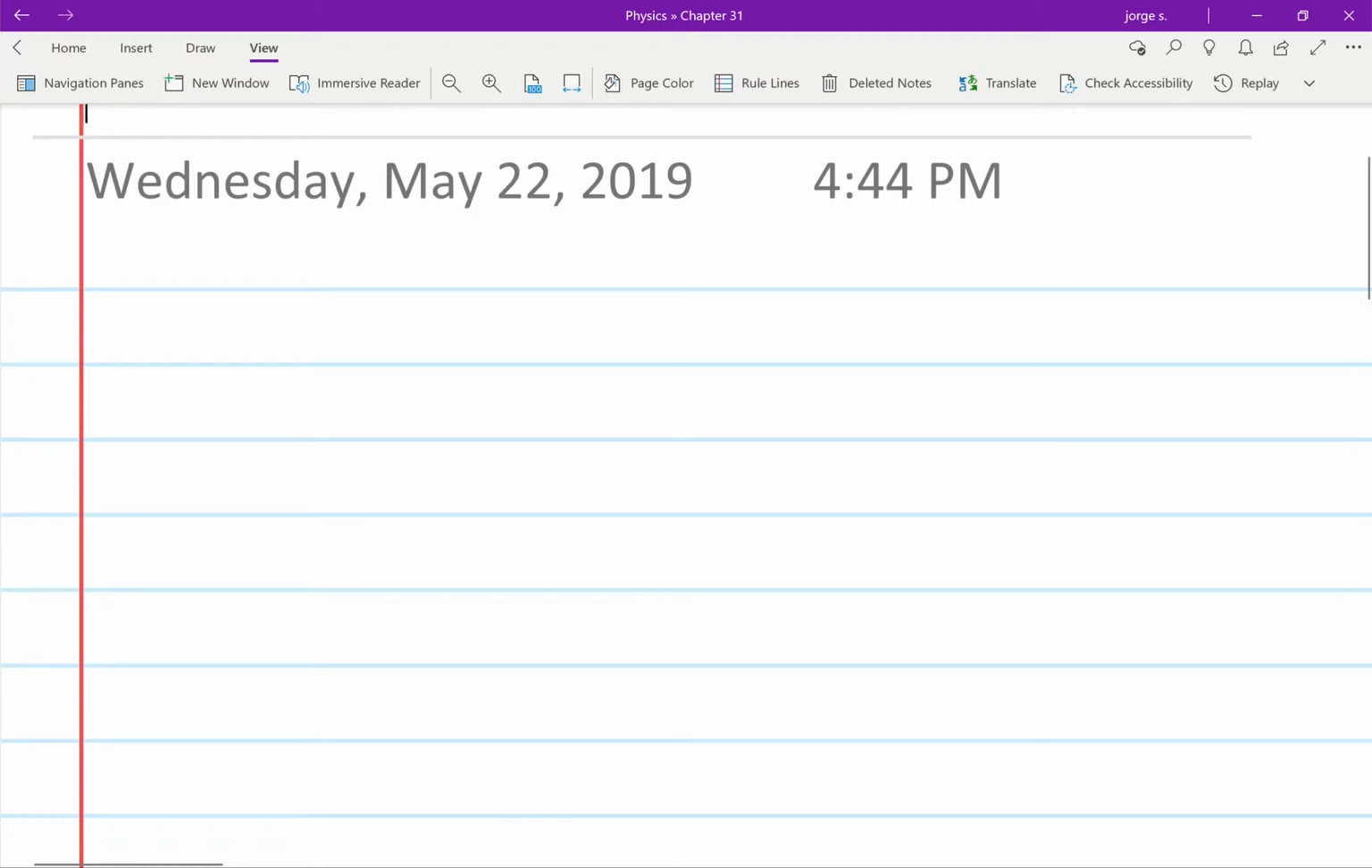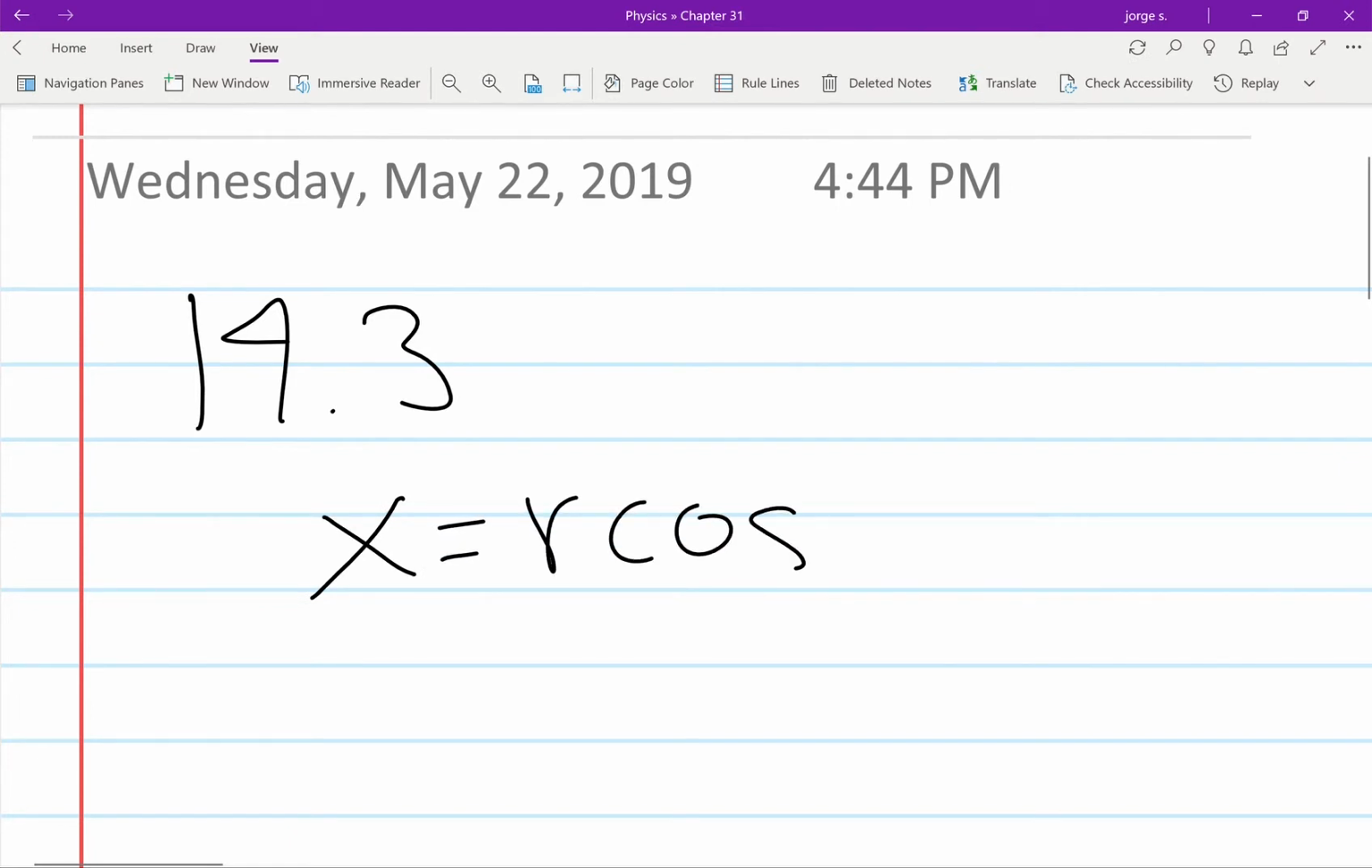Okay, today we'll be talking about chapter 14.3, which is the change of variables in polar coordinates. The reason why we do that is because some integrals are hard to do in rectangular, so we switch to polar coordinates in order to make an easy integral. As we know from Calc 2, x equals r cosine theta, and y equals r sine theta.